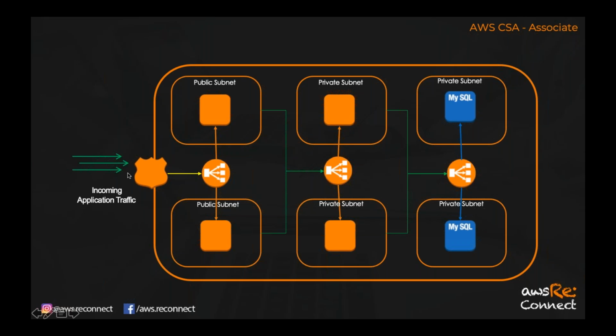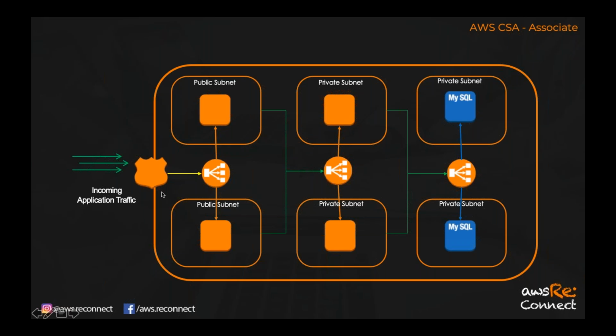Because the requests are coming from the internet, it is an internet facing ELB. But this ELB is not facing the internet, because the incoming connections are coming from these two private subnets, or whatever instances are created in this subnet. The requests are coming from these two instances. So this kind of ELB is called an internal ELB.